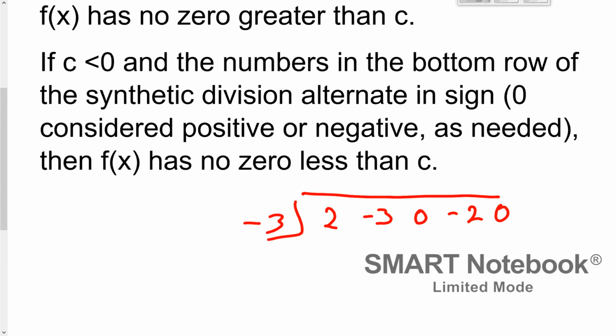So since it alternates, that means there is no C less than 0. Okay, so all my zeros that exist, real number zeros, would have to be greater than negative 3. So that can eliminate some of your choices. So that kind of helps on figuring that out. Here, I'll give you an example.